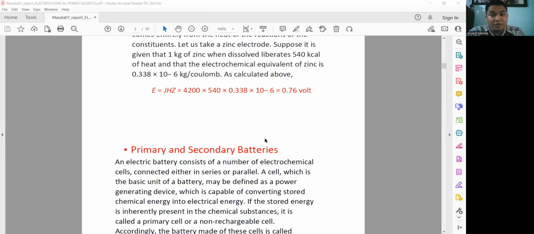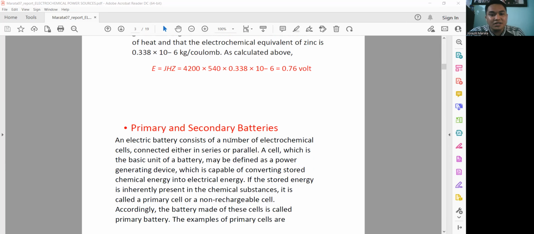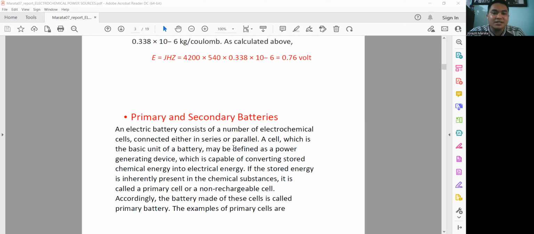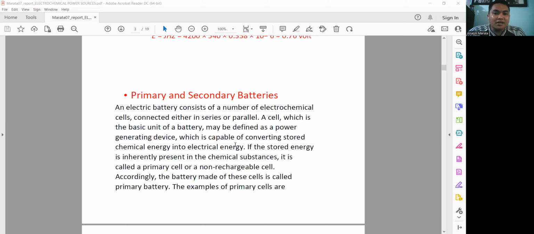So we proceed to the next subtopic, which is primary and secondary batteries. An electric battery consists of a number of electrochemical cells connected either in series or parallel. A cell, which is the basic unit of a battery, may be defined as a power-generating device which is capable of converting stored chemical energy into electrical energy.